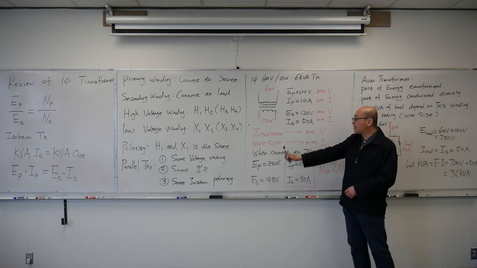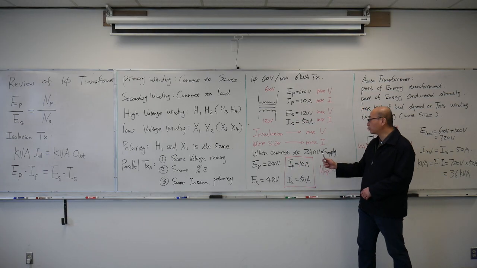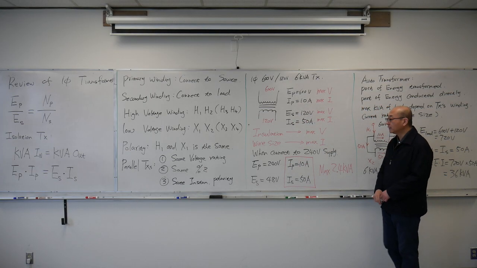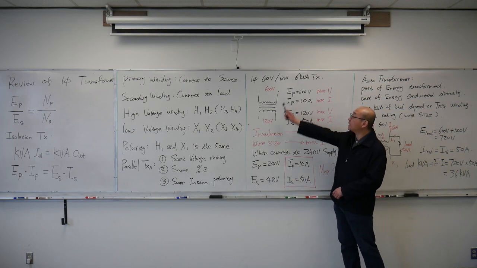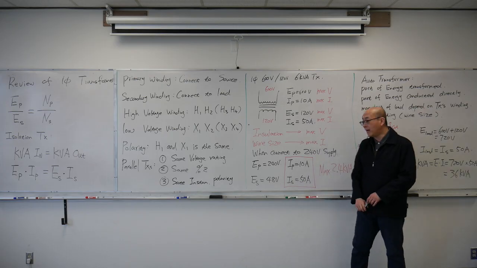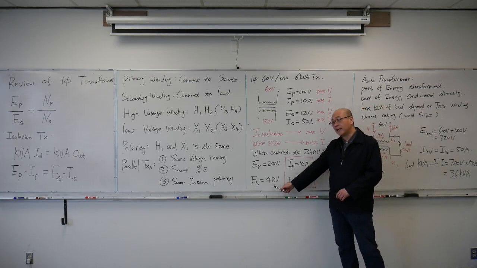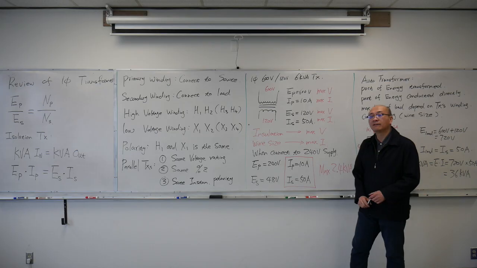If we connect this transformer to a 240 volt supply, now our primary voltage will be only 240 volt. But based on the transformer ratio of 5 to 1, we can calculate the secondary, and we only get 48 volts.